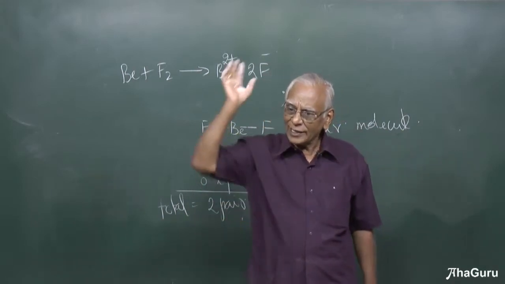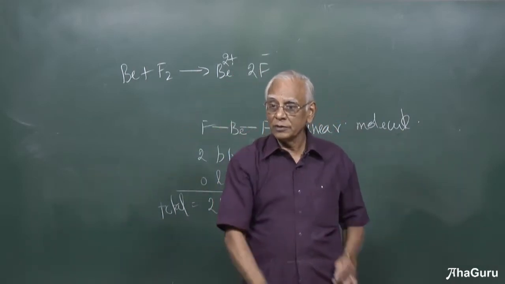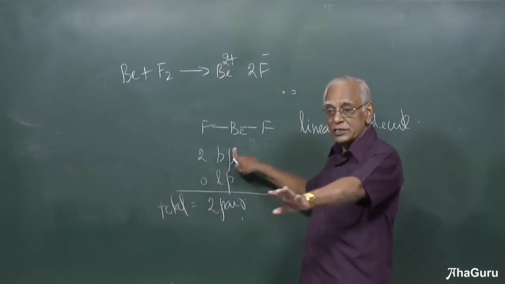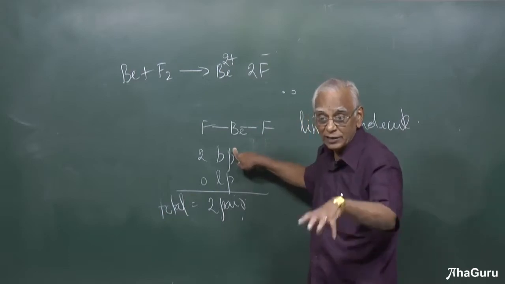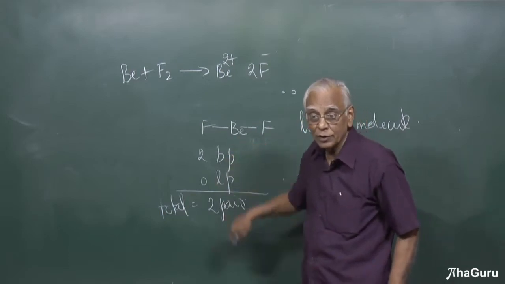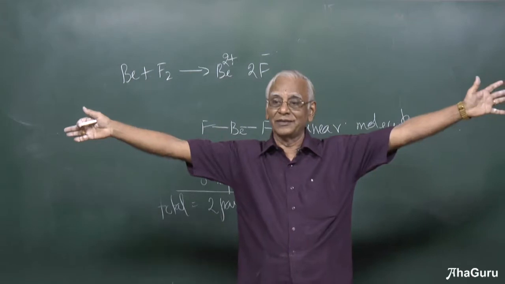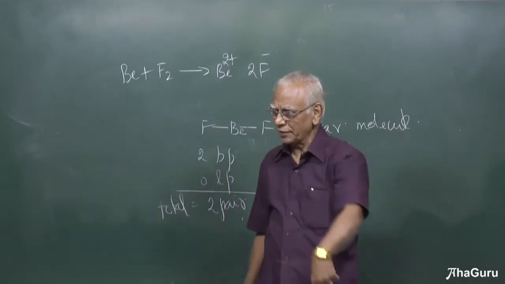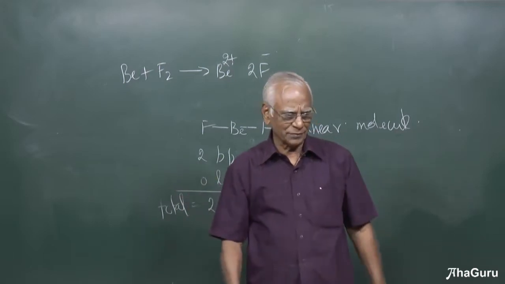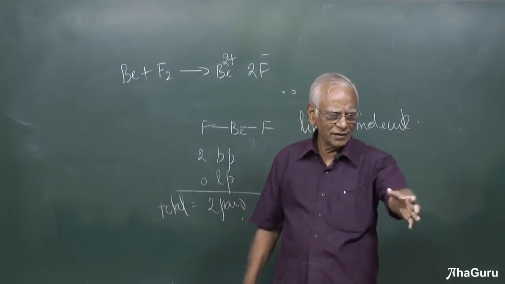But what if it had been a covalent compound? This is an electrovalent compound. This is a covalent compound. I want to make use of VSEPR theory because it's a covalent compound. And what should be the shape here? No ionic compound is 100% ionic. There is a certain amount of covalent character decided by Fajans' rule.